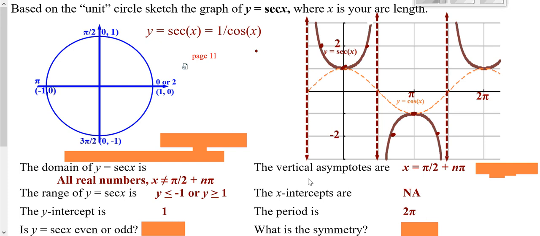Now remember, your cosine graph was symmetrical about the y-axis. So you could take what's over here, reflect it over the y-axis, and you get this shape over here, which means it's an even function.